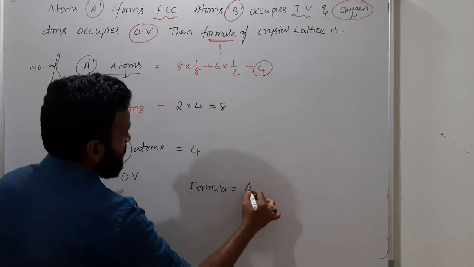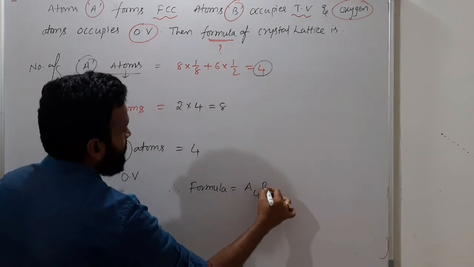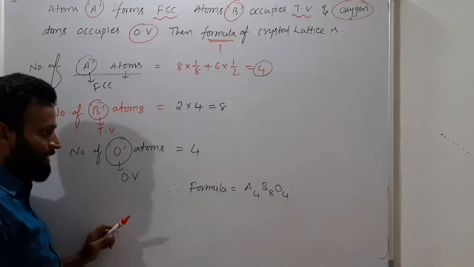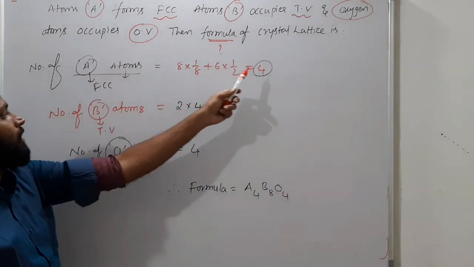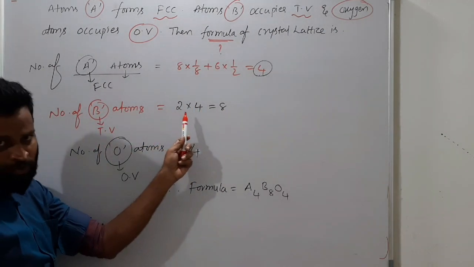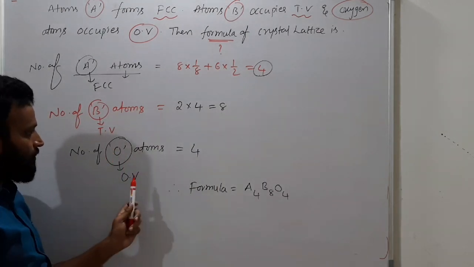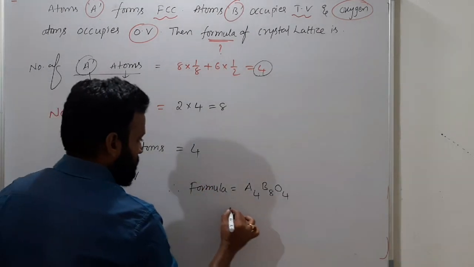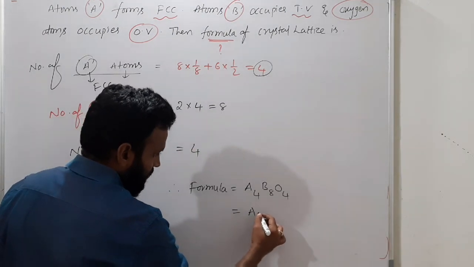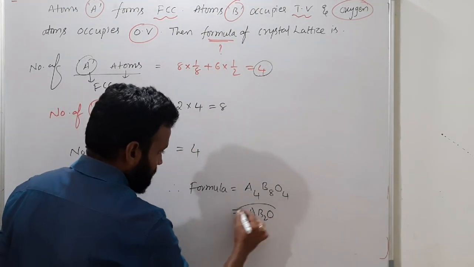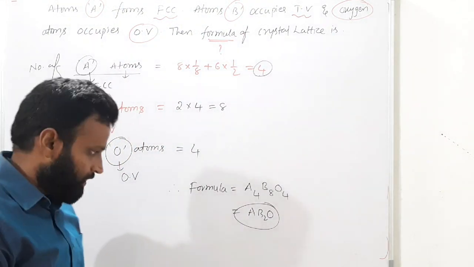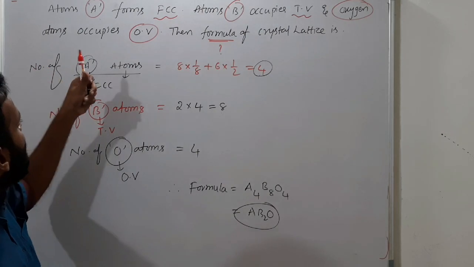Therefore the formula is A4B8O4. Is it correct? Because the number of A atoms is 4, and the number of B atoms is 8, because tetrahedral voids means 2 into the number of atoms and octahedral voids means 4. So the simplified formula will be AB2O. AB2O, that's it.